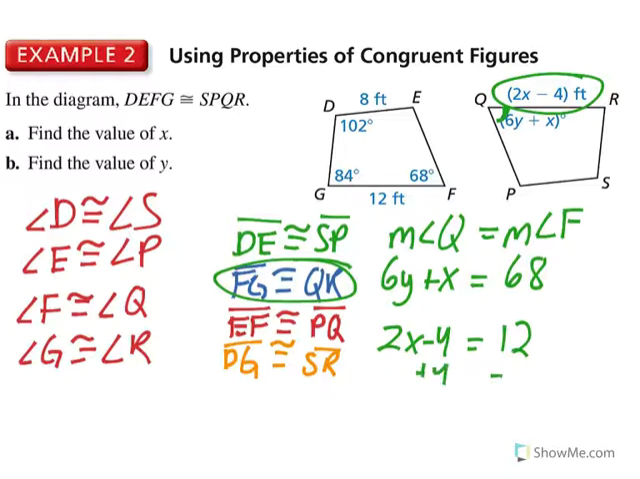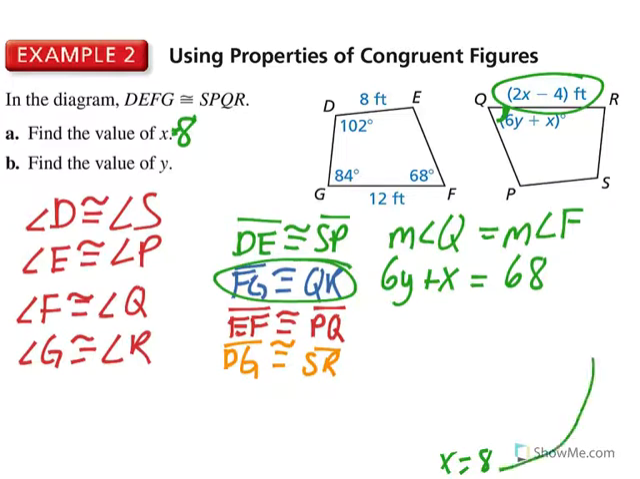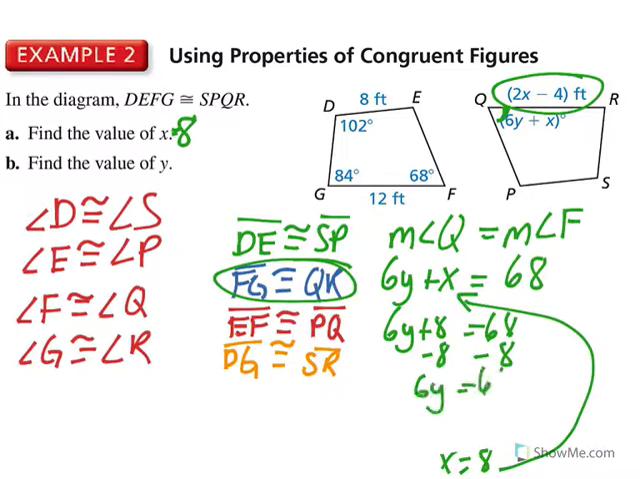And then I just solve for x. So if I add 4 to both sides, I get 2x is equal to 16. Divided by 2, I get x is equal to 8. So that's my first answer. X is equal to 8. Then I can go back to the problem I started to make earlier. Using that information, I'm just going to plug x in. So now I would have 6y plus 8 is equal to 68. To solve for y, I'm going to subtract this 8 away. So I get 6y is equal to 60. I divide by 6. So I get y is equal to 10. And then I'm done with that problem.